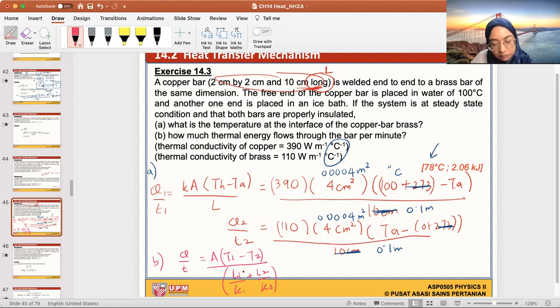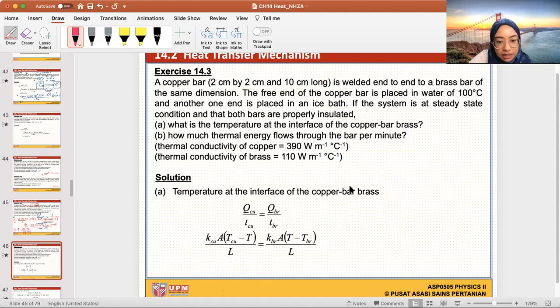Okay, so let's ask our friends. What do you guys think? Should we use this equation to find out what is the Q? Semua tak tahu. No guesses? No one wants to guess? Takut buat salah, takut buat salah. Okay, let's see the answer.